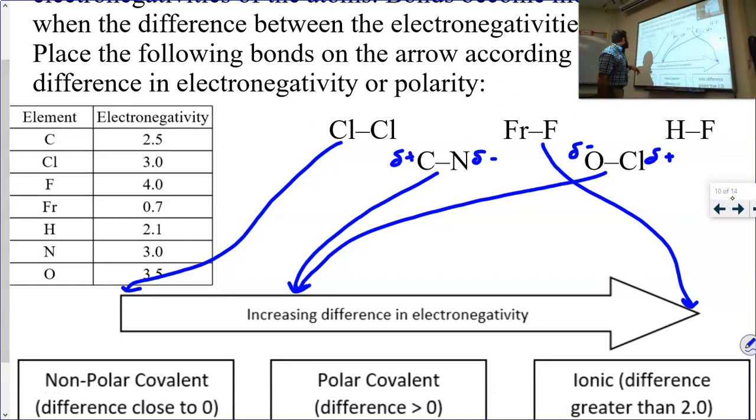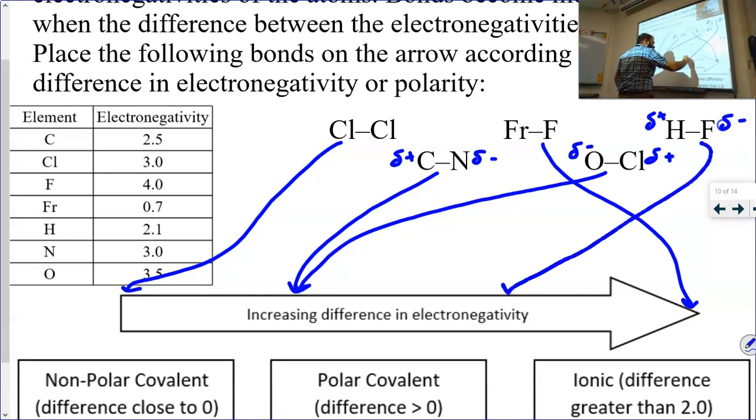Hydrogen and fluorine. Fluorine is 4.0, hydrogen is 2.1. Big difference between the electronegativity of those. As a result, fluorine is partially negative, hydrogen is partially positive. And this falls very much in the gray area. It's one of those bonds that falls between the cracks, so to speak. The difference is extremely close to 2, but it's not quite 2. This is very unevenly shared. These shared electrons between hydrogen and fluorine are pulled way towards the fluorine side.